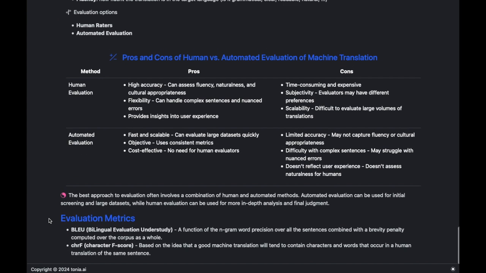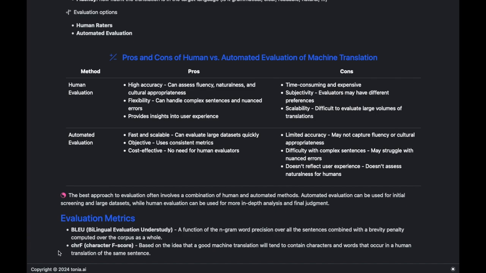When we talk about actually doing the analysis, we need some metrics that we can use. So some common evaluation metrics include BLEU, which stands for Bilingual Evaluation Understudy. And this is a function of n-gram word precision over all the sentences, combined with some penalty they call a brevity penalty that's computed over the corpus as a whole. And we'll look at this in more detail in a minute.